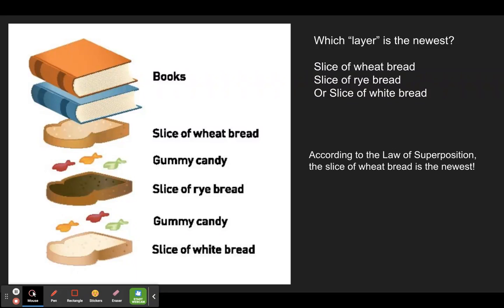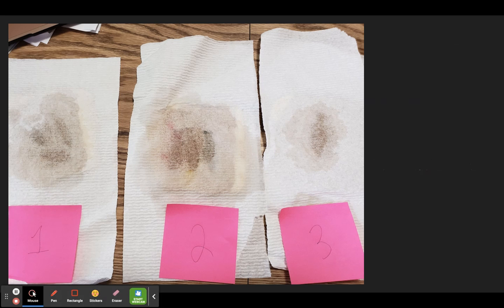Well, according to the law of superposition, the slice of wheat bread is the newest because it is on top. All right, let's look at ours. So I grabbed three samples from one stack. Okay. So remember, we had books on top of books and we had samples on top of samples.